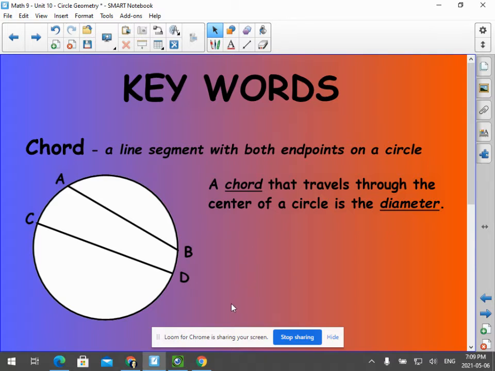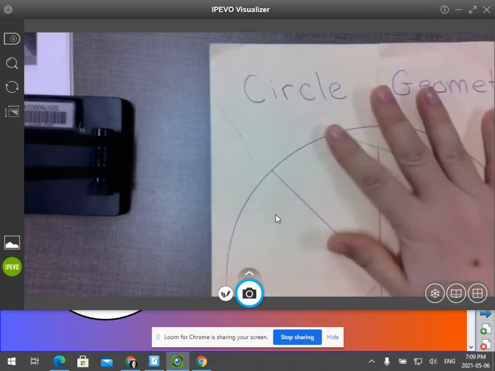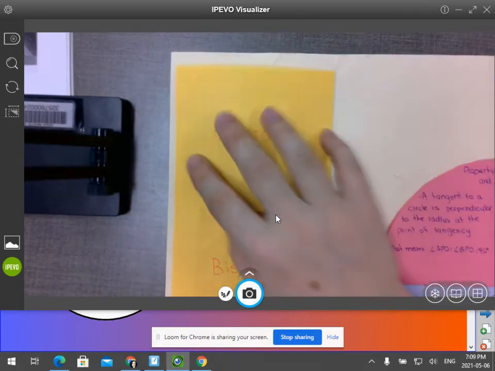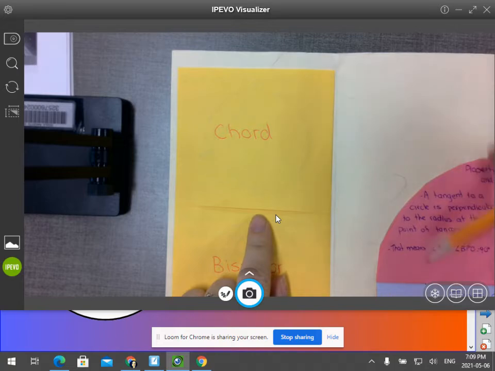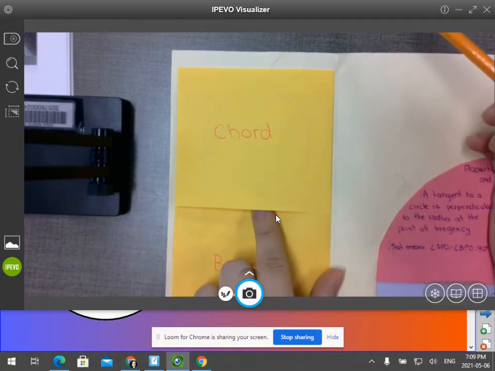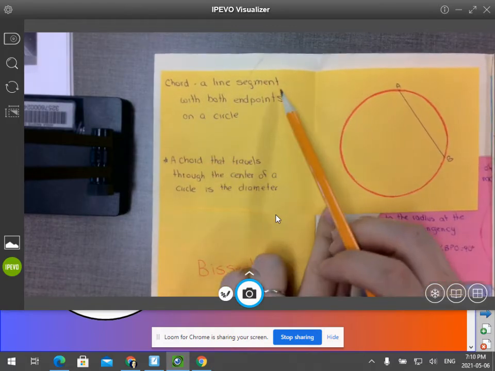So this is a very important word that you're going to be referring to and using all the time. So you guys are actually going to take the time, take out your foldable, open it up, and take one of your little flaps, your very first one, and add in this vocabulary word for yourself. So you're going to write "chord" on the outside. Then when you open it up, on the inside, you're going to put the definition of it.